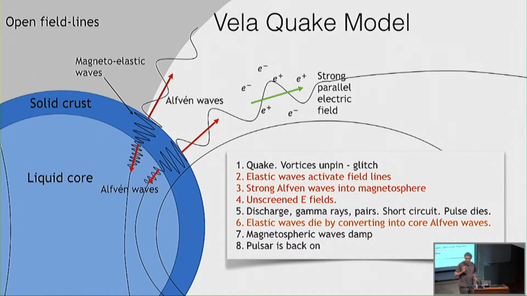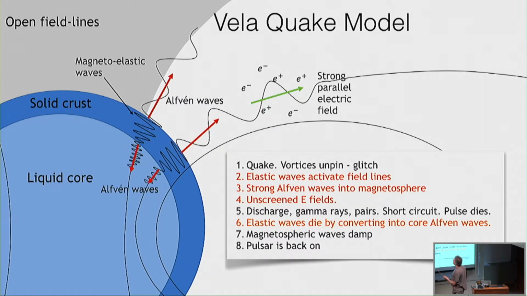Which part of this argument says that the disappearing of the pulsar should be in two stages? Because first you said that it's broadened and then disappeared. Is it clear at which stage you get broadened and at which stage it disappears? What I think happens is all to do with this thing which we haven't worked out, number 5. We know that you get unscreened E fields. We think, but we haven't calculated, that it will lead to discharge and then gamma rays and pairs.